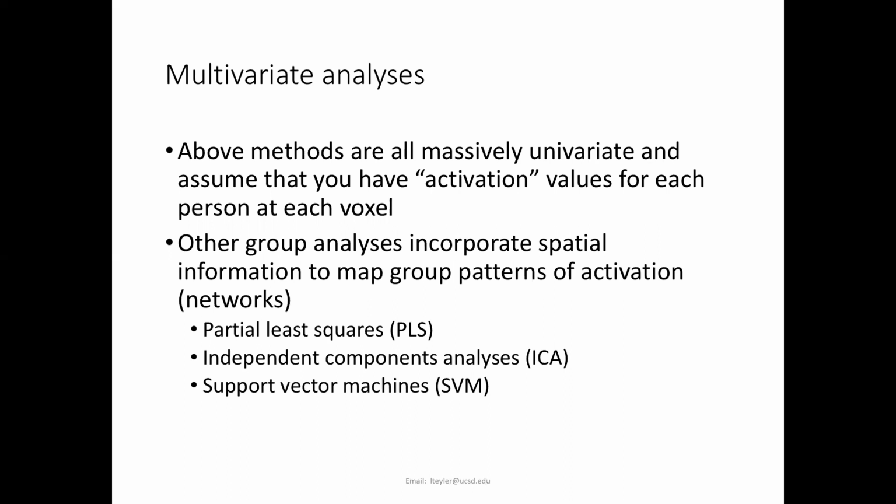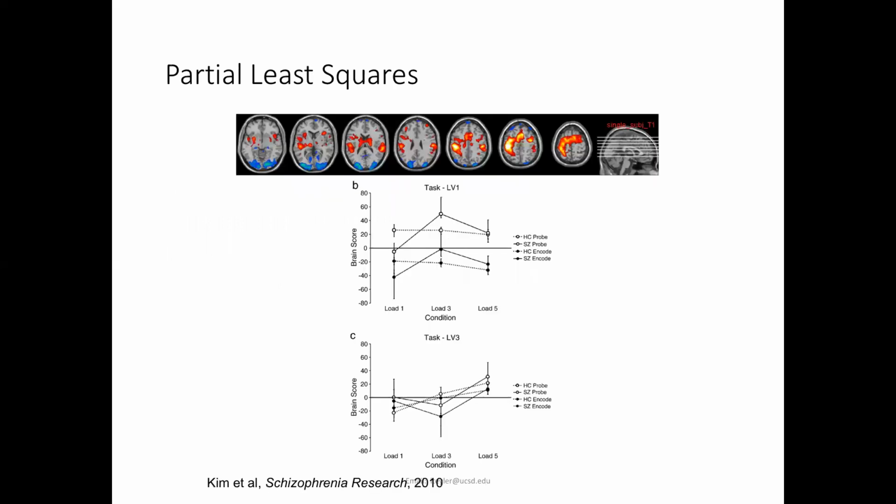But there are things like partial least squares, independent components analyses, and then more machine learning type things, support vector machines, that can help to look at the patterns of response across different groups and compare those responses to do, say, classification analysis, for example.